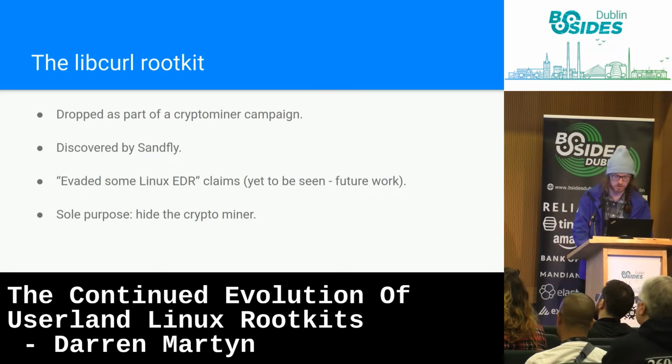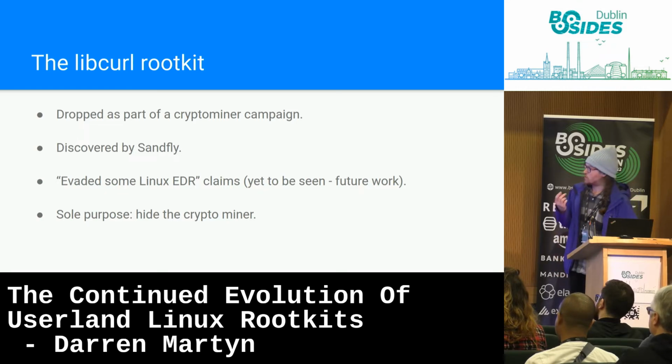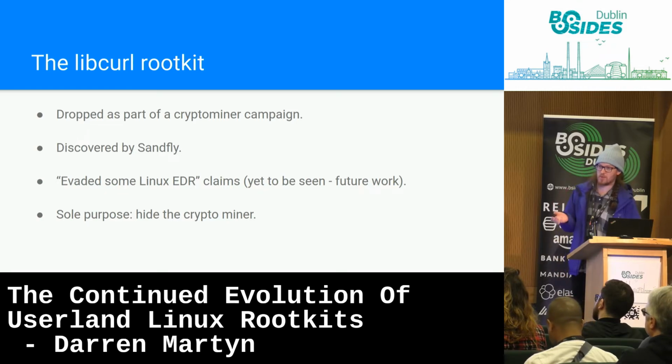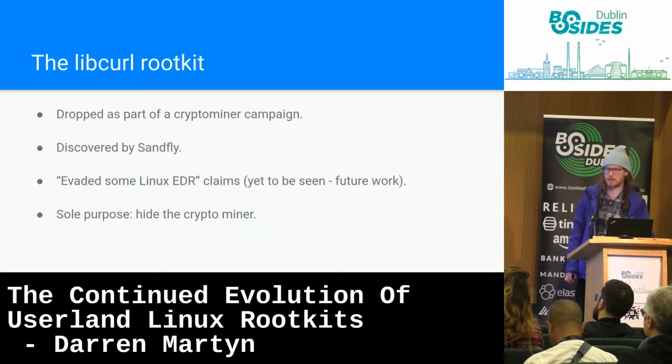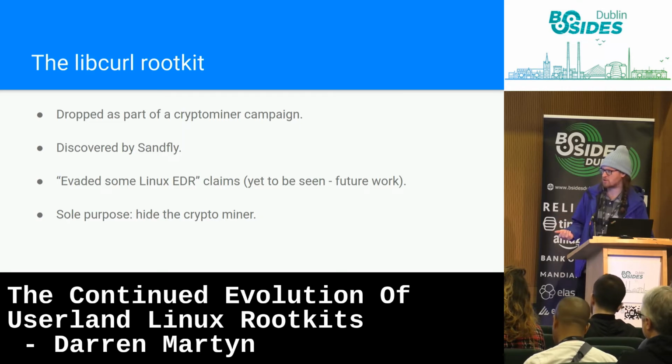So I'm going to talk about a sample called libcurl. It was trying to hide by calling itself libcurl. This rootkit was dropped as part of a crypto miner campaign. It was discovered by a crowd called Sandfly Security, and they claimed that it was capable of evading a bunch of Linux EDR products. When I took it apart, it didn't have any magic or any special sauce or anything, so I guess Linux EDR products just suck.